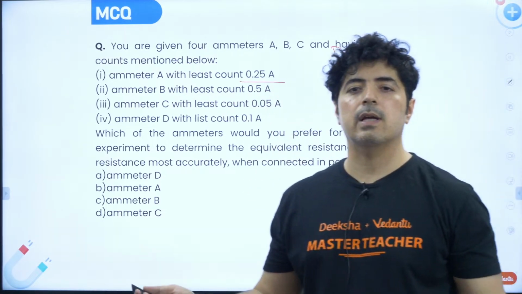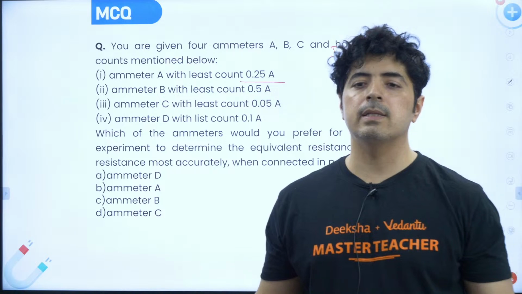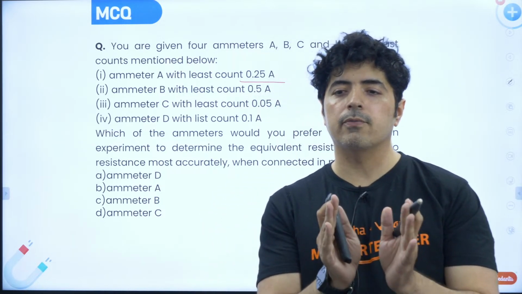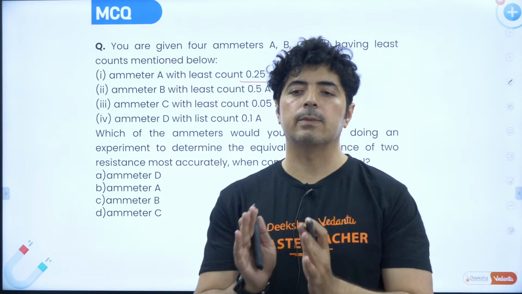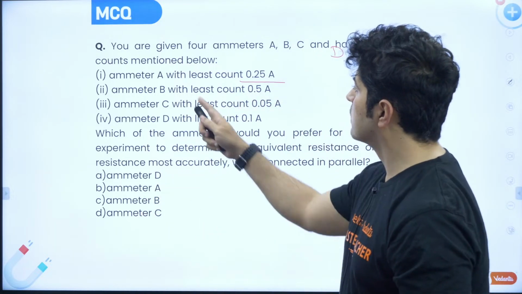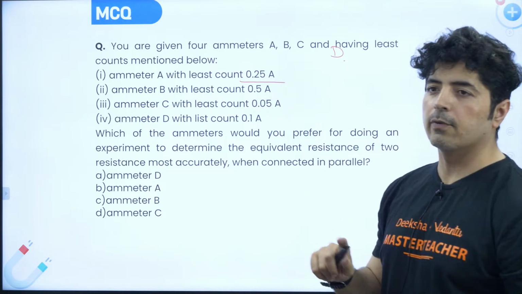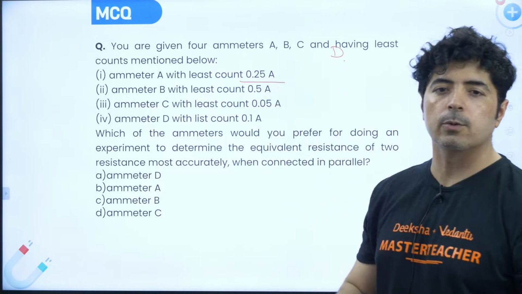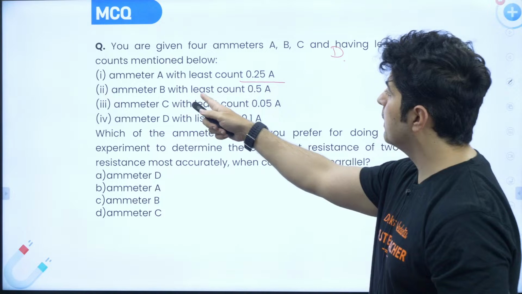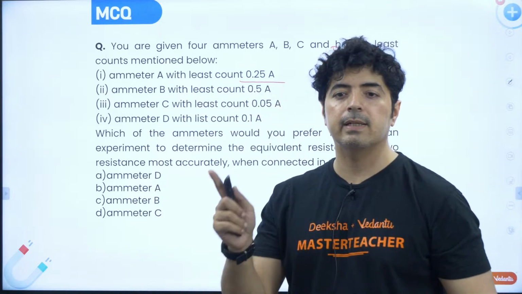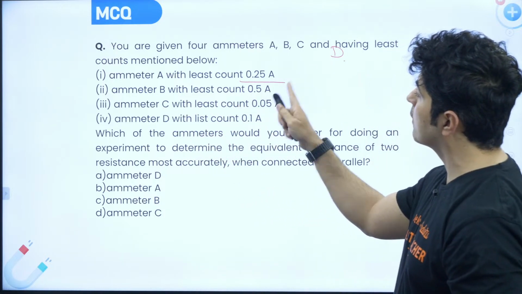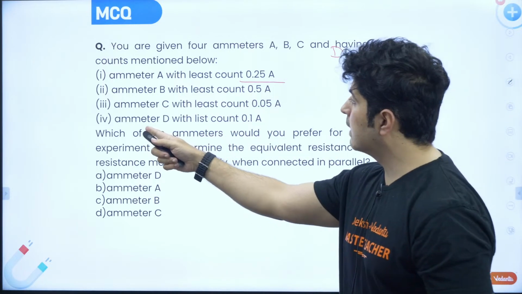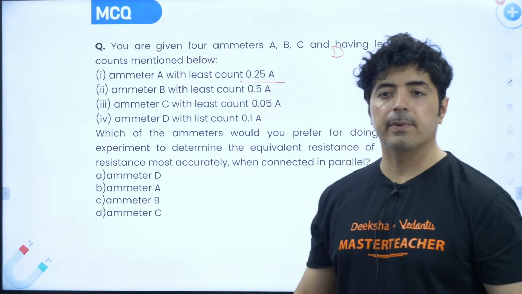What is the meaning of least count? Least count means the least amount of measurement it can do. So ammeter A has a least count of 0.25. It means it cannot measure less than 0.25. Ammeter B has a least count of 0.5. That means it cannot measure less than 0.5 amps. Ammeter C has a least count of 0.05. Ammeter D has a least count of 0.1 ampere.